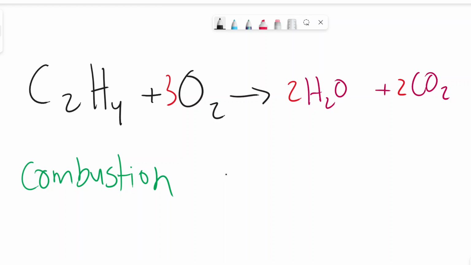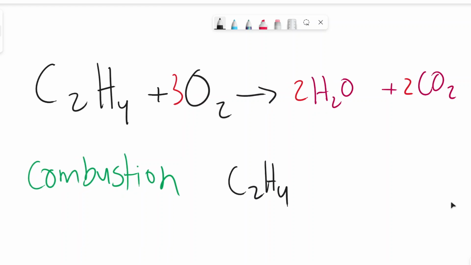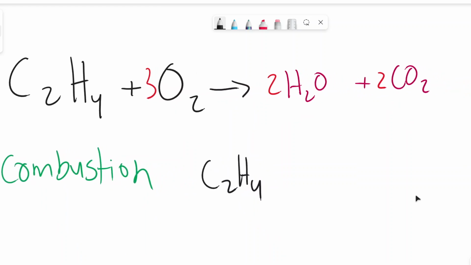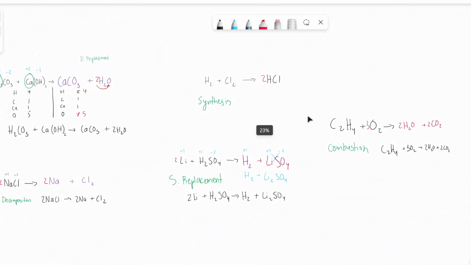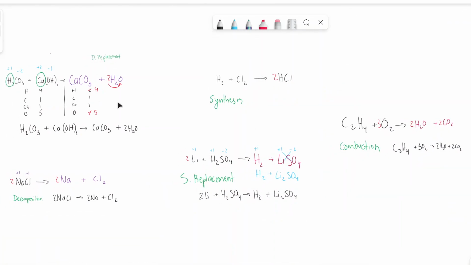Therefore, ethylene plus oxygen yields you water and carbon dioxide. Now, as you can see, we've done all 5 types of chemical reactions, and we try to predict the products using those different chemical reaction types.